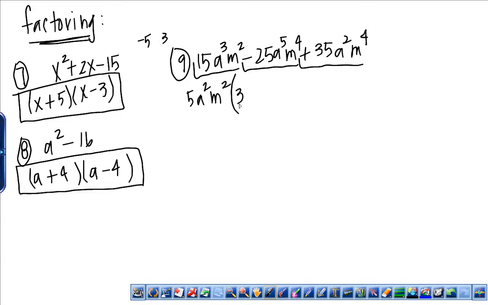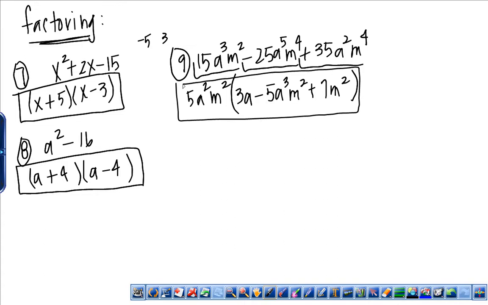That leaves me with a 3. That leaves me with 1a and no more m's in this first term. If I take out all of this in the second term, I'm left with a 5, an a cubed, and an m squared. In the last term, I'm left with a 7 and an m squared. And there is absolutely nothing I can do from there.